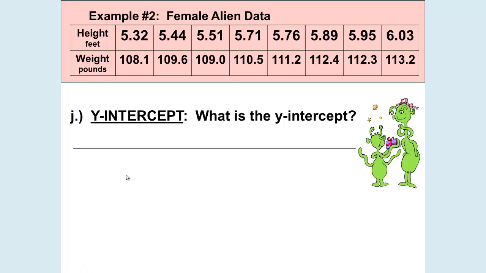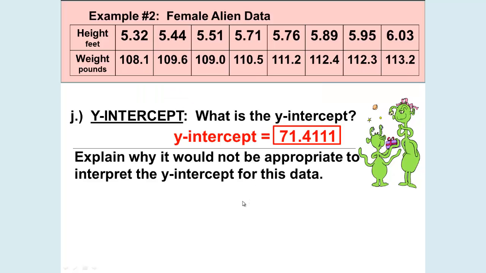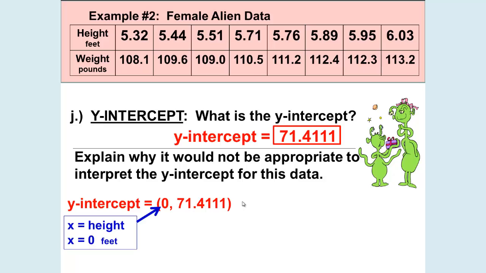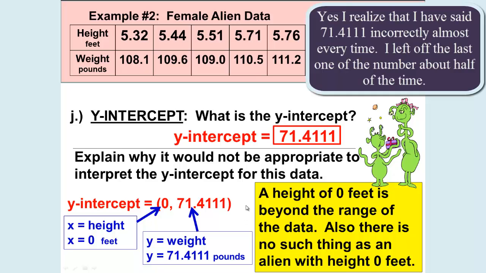J, the y-intercept. What is the y-intercept? The y-intercept is where the line would cross the y-axis. Recall our equation, y equals 6.9066x plus 71.4111. So our y-intercept is 71.4111, or if we wrote that as an ordered pair, would be (0, 71.411). X would be the height, or 0 feet. The y is the weight, or 71.411 pounds. A height of 0 feet is beyond the range of the data.